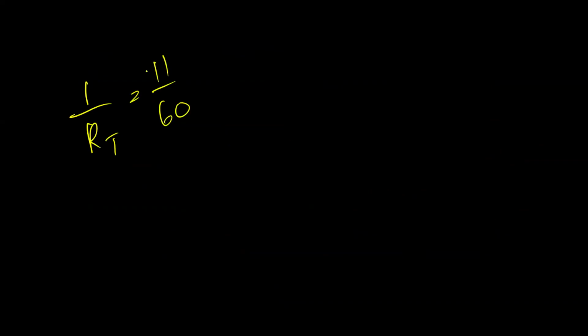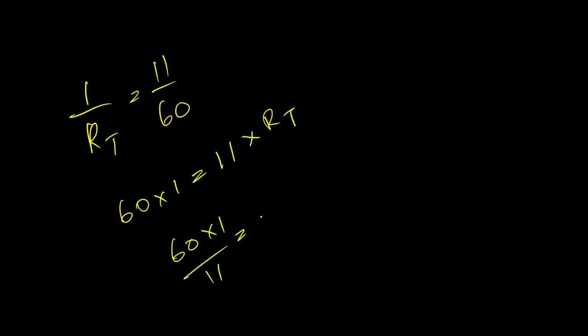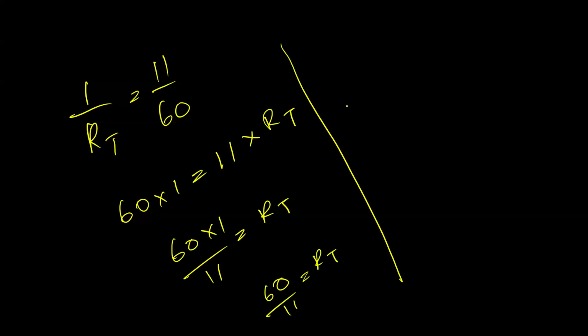Now, according to maths, you can have many methods. You can cross multiply. 60 will come to this side, division 60. 60 into 1 equals 11 into R total. Then R total equals 60 into 1 over 11. Then 60 into 1 is 60 over 11 is R total. That is the cross multiplying method.